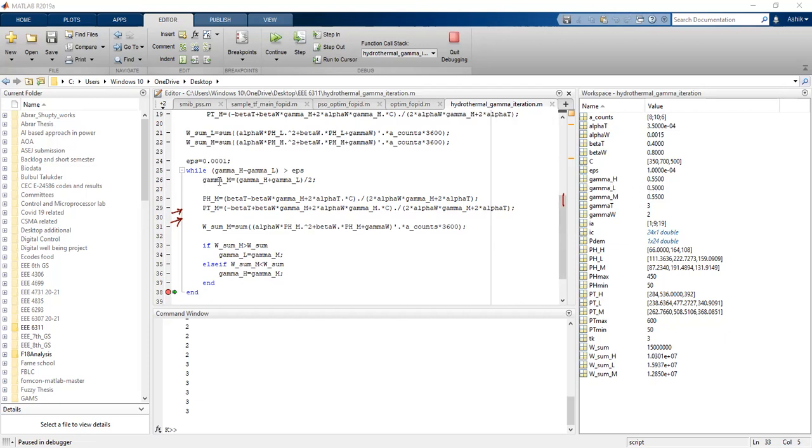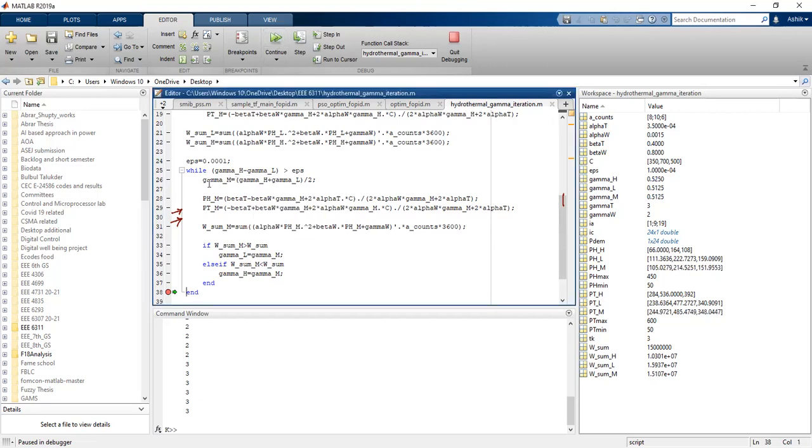So you are updating gamma M actually. You are also updating gamma M now because you have new gamma H and old gamma L, reduced gamma H and unchanged gamma L. So your gamma M would be affected. So how much affected? Let's see.